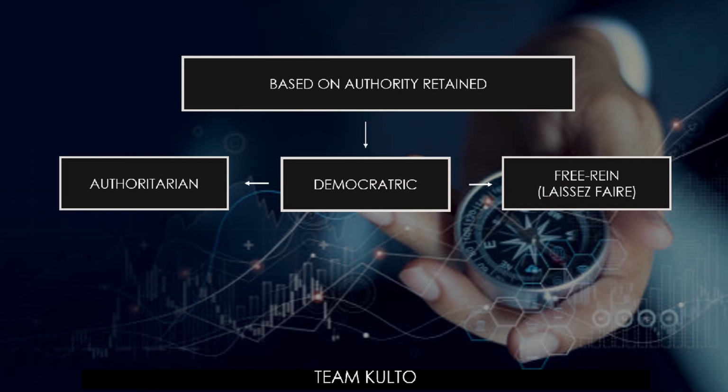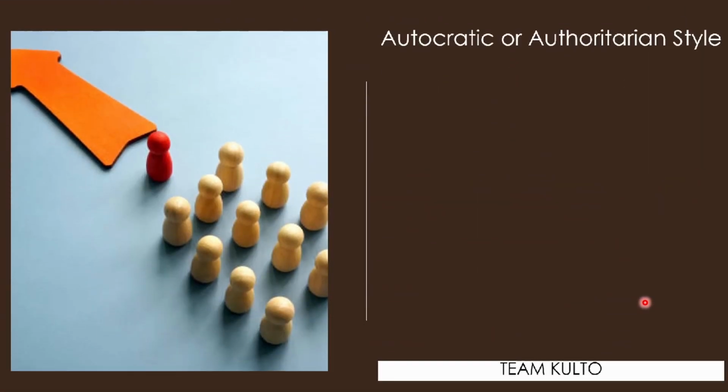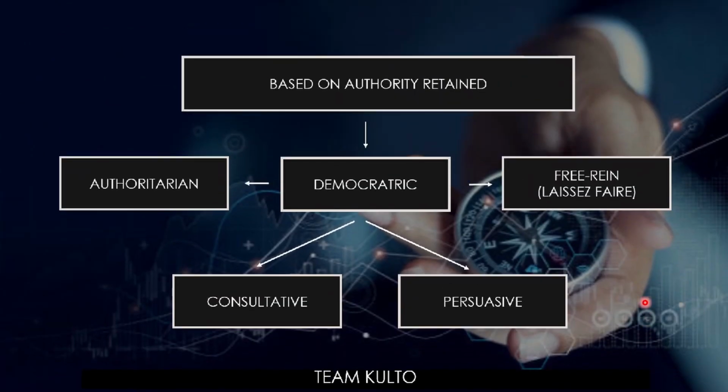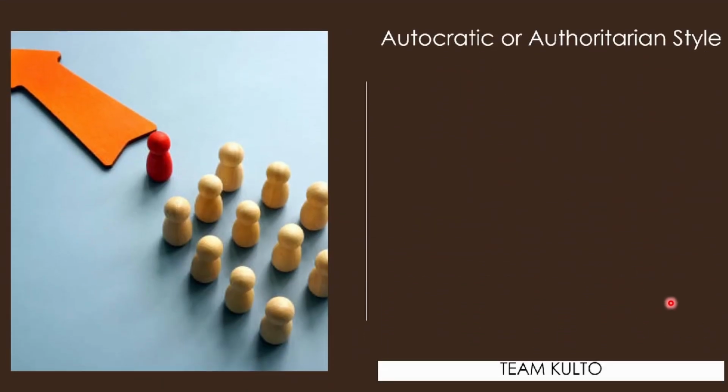Under ng democratic, you guys, we have two types. Subcategory ng democratic, we have consultative and persuasive. Don't worry, because on the next slides, we're going to discuss each of them in detail. So, simulan natin to. Una, at italakay natin yung about sa autocratic or authoritarian style of leadership. Huwag malilito because nasa concept pa rin tayo ng based on authority retained. Iniisa-isa lang natin yung subcategory ng authority retained.